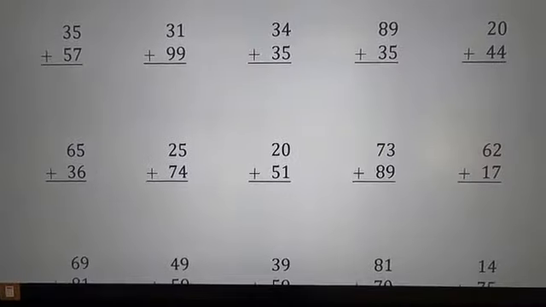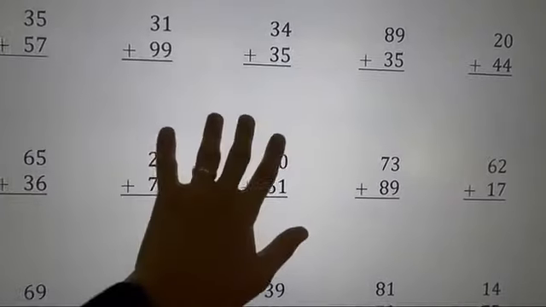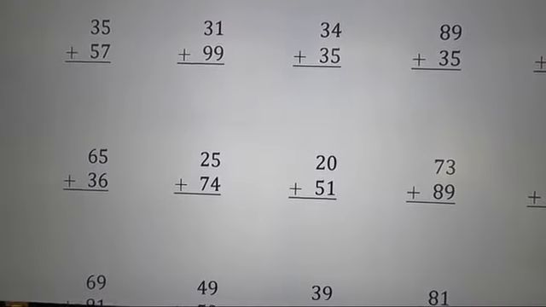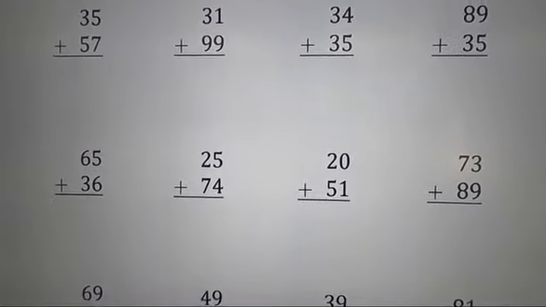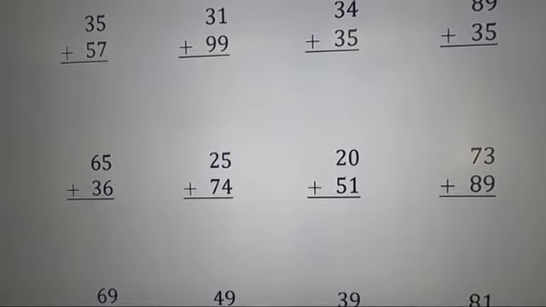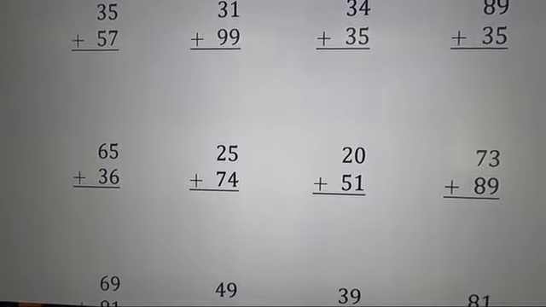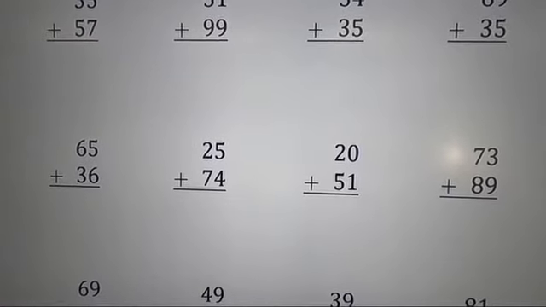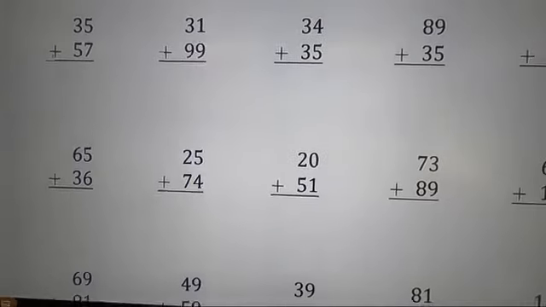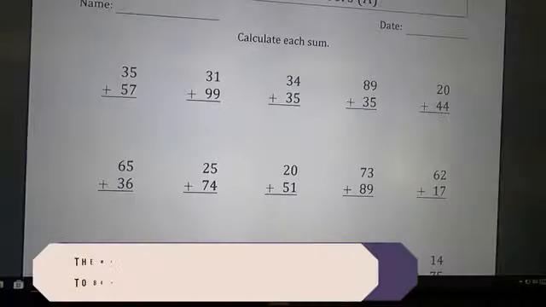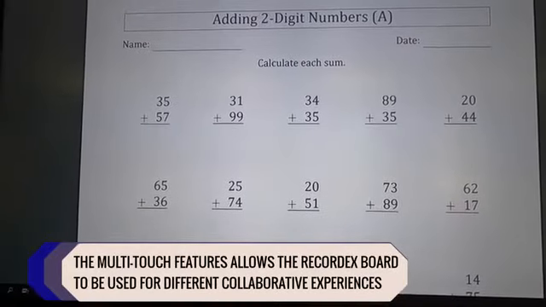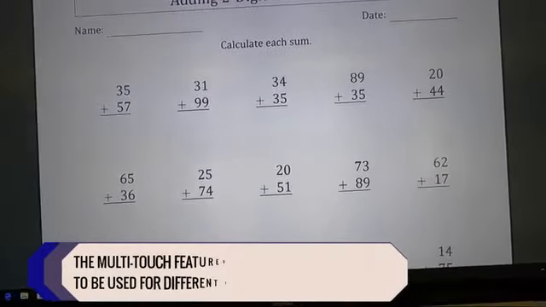It's going to be a little hard to demonstrate in this video since I only have one free hand, but in this scenario, what you could do is have multiple students writing on the Recordex board at the same time. This is different from a smartboard, which would typically just allow one student to write. So at the same time, students could collaboratively be working together solving some of these problems. What that allows your Recordex board to do is not only to serve as a tool for whole group instruction, but also for small group centers, small group instruction, and collaboration.